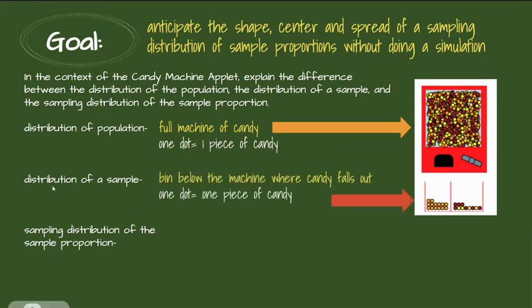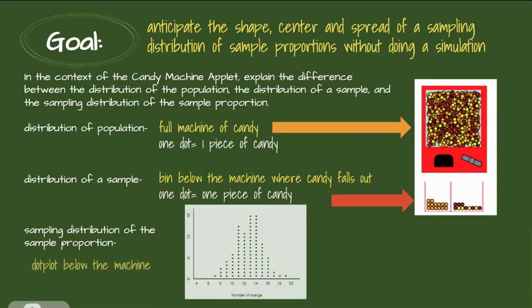So a sample is like what's down here. Let's say that these fell down after we twisted it and then we sorted it by color. So the bin below the machine where the candy falls out, that is going to be a sample. We're going to put that in our hand and we are going to count how many of each. And so each dot is one piece of candy from a sample from the whole population.